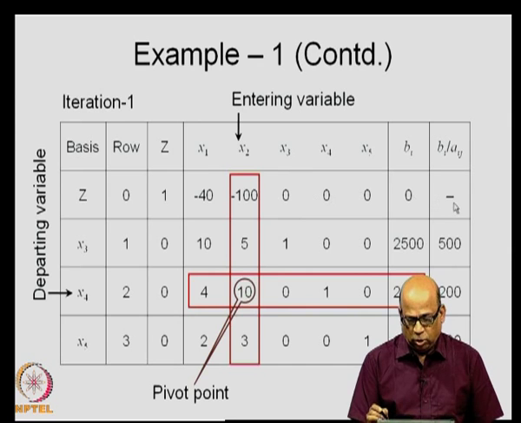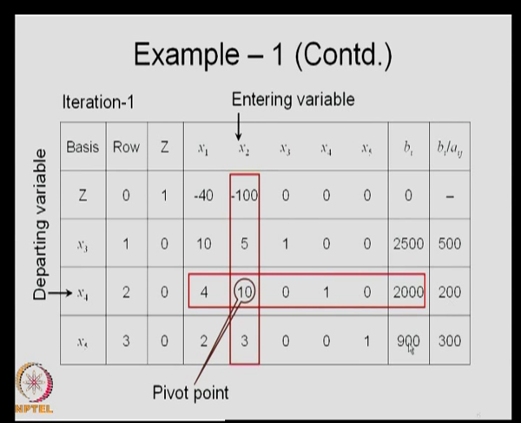So, you now compute 2500 by 5, that is 500, 2000 by 10, that is 200, 900 by 3, that is 300. So, you obtain the bi by aij. The departing variable is the one which has the lowest bi by aij ratio. So, 200. So, this is the departing variable. In the next basis, x 4 goes out, x 2 comes in. So, how do I write x 3, x 2, x 5.